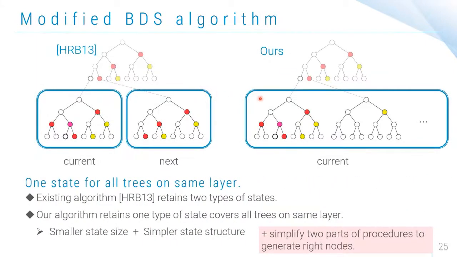First, I modified the BDS algorithm. In the existing algorithm of HRP13, two different types of states are used to generate the authentication path without latency. On the other hand, our algorithm can generate the authentication path using only one state. This state can cover all trees on the same layer. From this, the state size becomes smaller and the state structure becomes simpler. Because the state of our algorithm is almost the same as the one for a single tree.